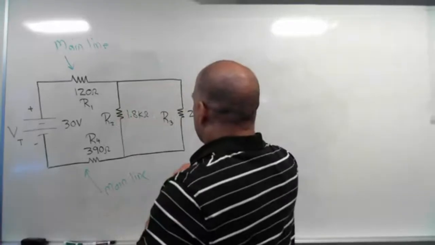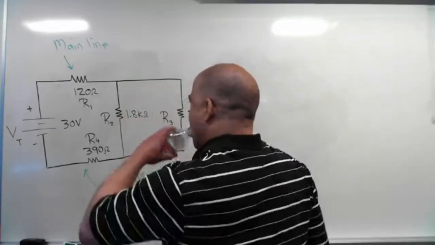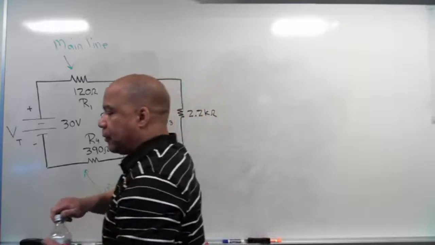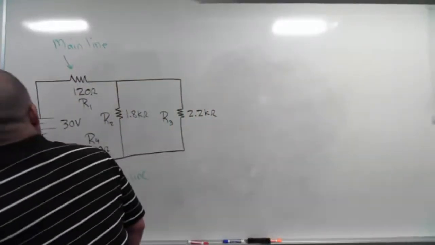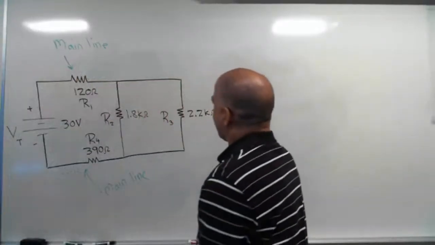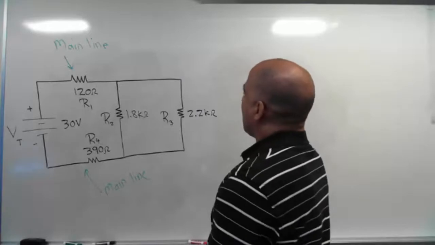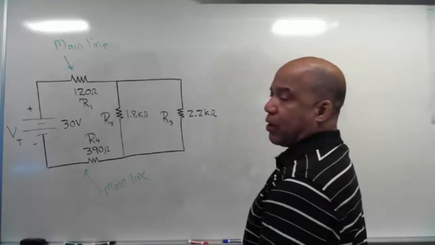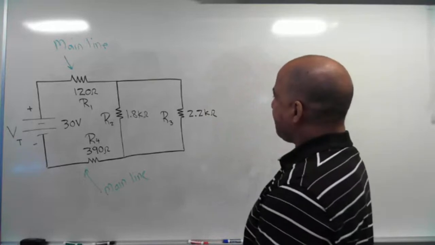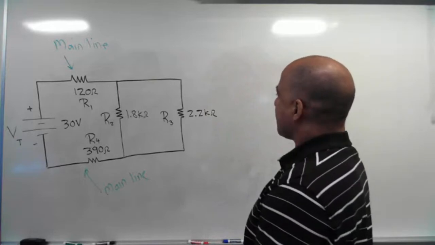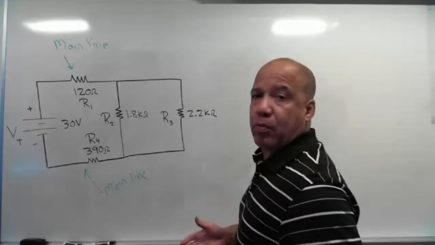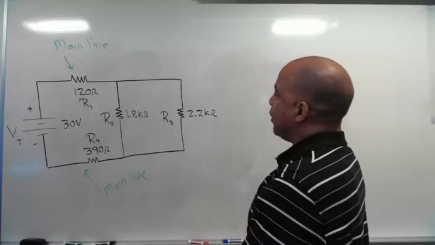All right. So here's the circuit. A couple of things about the circuit. First of all, it should be clear to everybody looking at this that R2 and R3 are what? In parallel. They're in parallel. That means that they're connected to a node. So we know we've got two nodes to deal with.